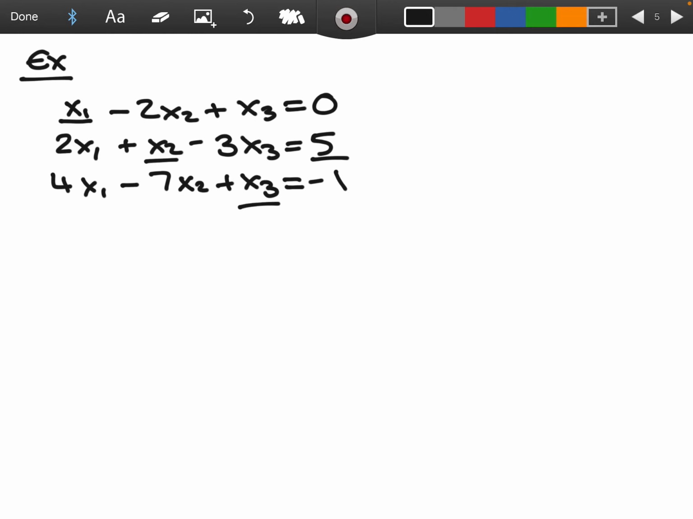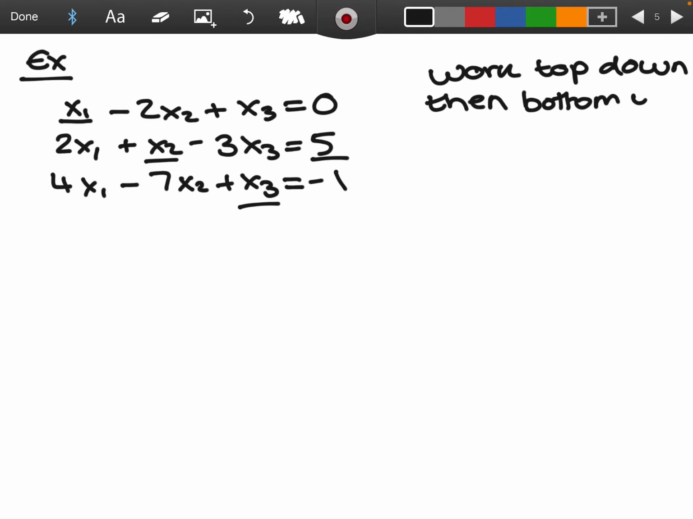Just as a tip here, and this is going to work the same in matrix format, you're going to work top down, then bottom up. What do I mean by that? I want to work top down. So I'm going to eliminate x1 from the second and third equations. Once I have done that, I'm not going to have x1 anywhere except for in my first equation.